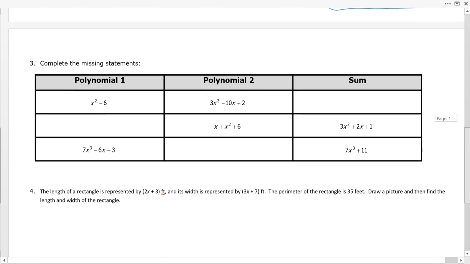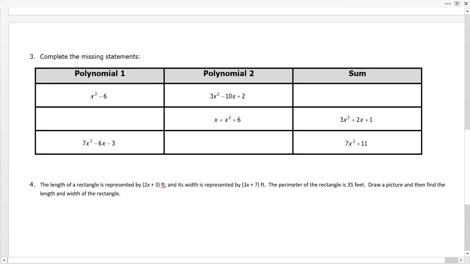Okay, now we're almost done. See what I mean? All we're doing is combining like terms. So if we're going to add x squared minus 6 to this other one, I'm going to put my x squared here and my minus 6 here. So I have 3x squared plus x squared makes 4x squared. Minus 10x, that didn't change. And then I have 2 minus 6 makes minus 4.